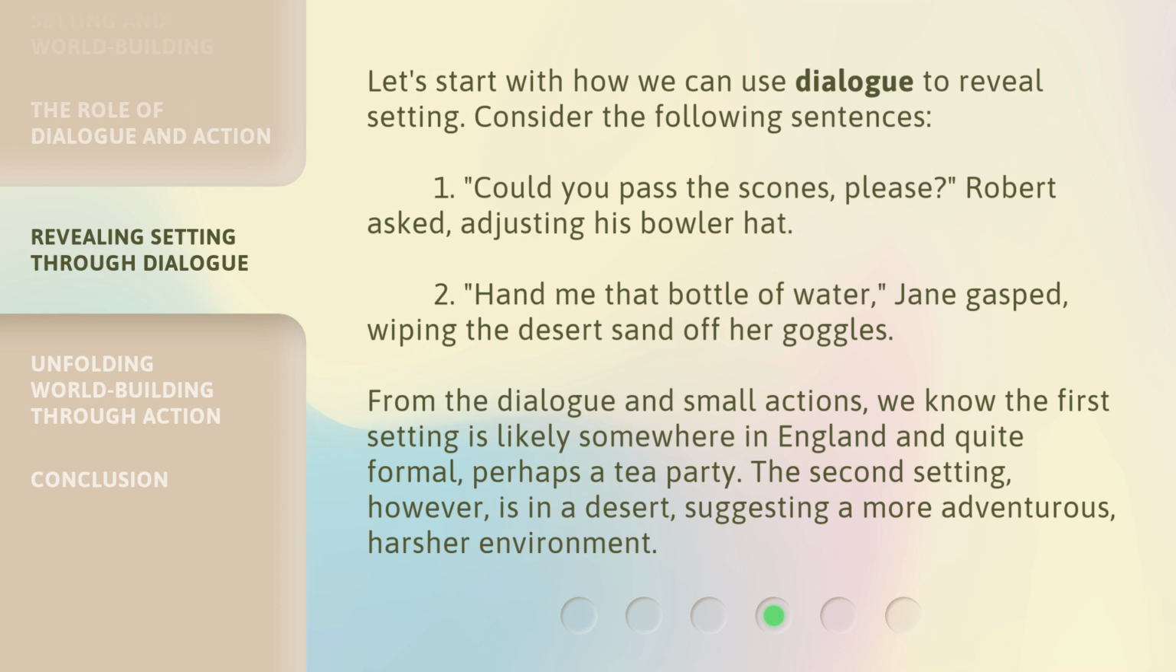From the dialogue and small actions, we know the first setting is likely somewhere in England and quite formal, perhaps a tea party. The second setting, however, is in a desert, suggesting a more adventurous, harsher environment.